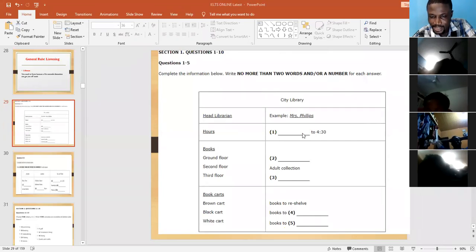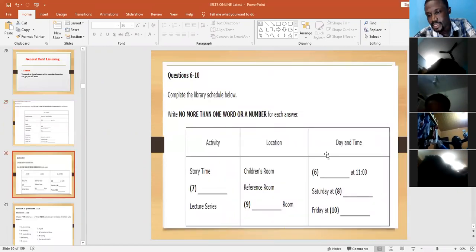This one has given you an indication that the second floor has the adult collection, so the ground floor also has some sort of things in it. Then the third floor has something too, and if you follow the instruction, the person is saying, I want to tell you how the arrangement of books is here. Then the book cards, which kind of books are in the different cards. So now I will go into the next one. I will explain before the audio starts.